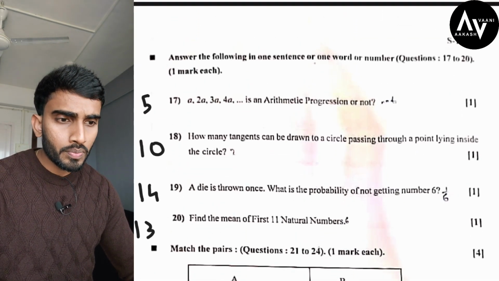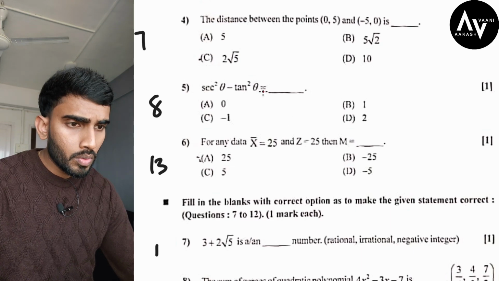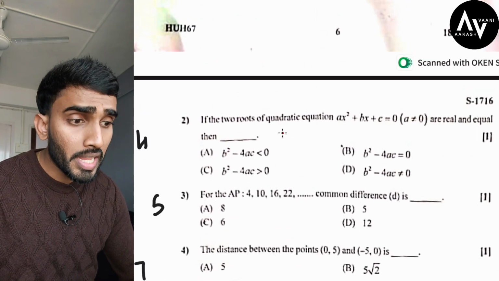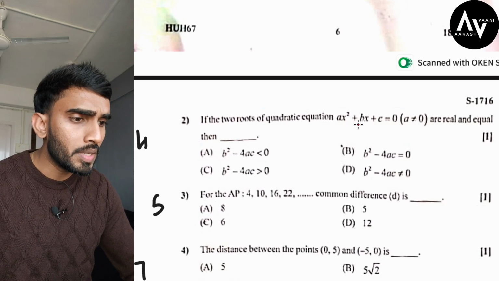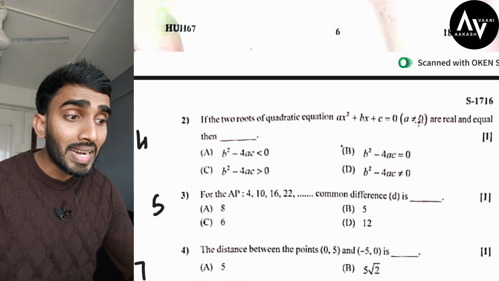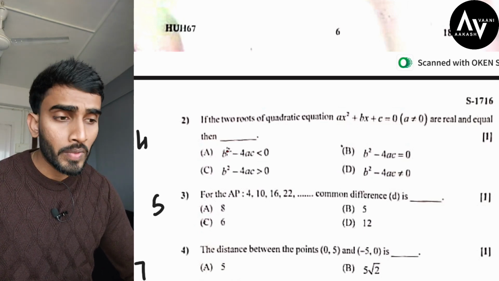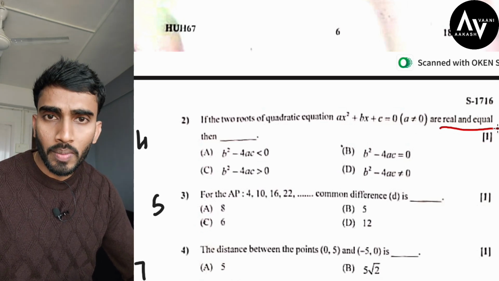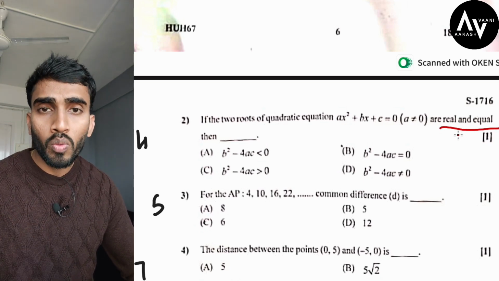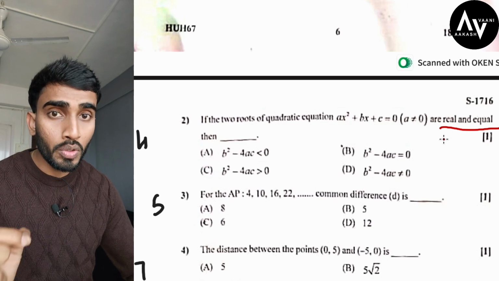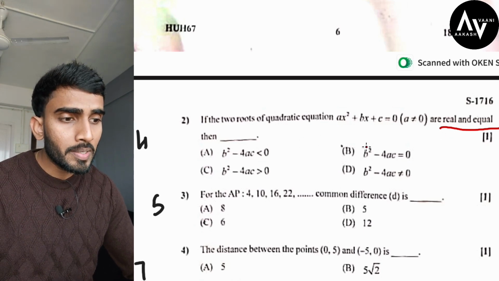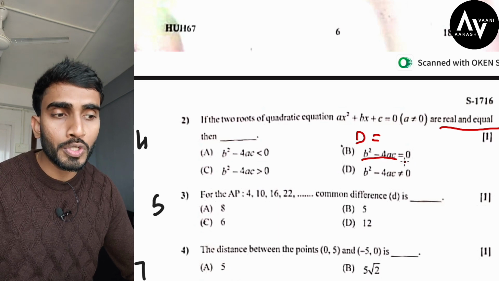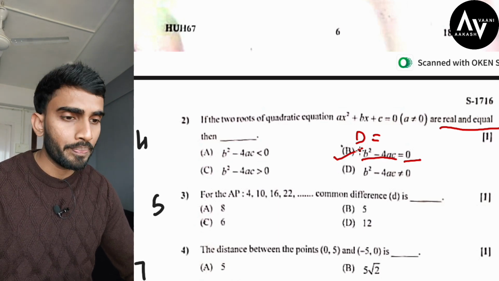Question number 2 is: if the two roots of the quadratic equation ax square plus bx plus c equals 0 are real and equal, then what? When the roots are real and equal, the discriminant is equal to 0, and discriminant means b square minus 4ac is equal to 0. So the answer is B.